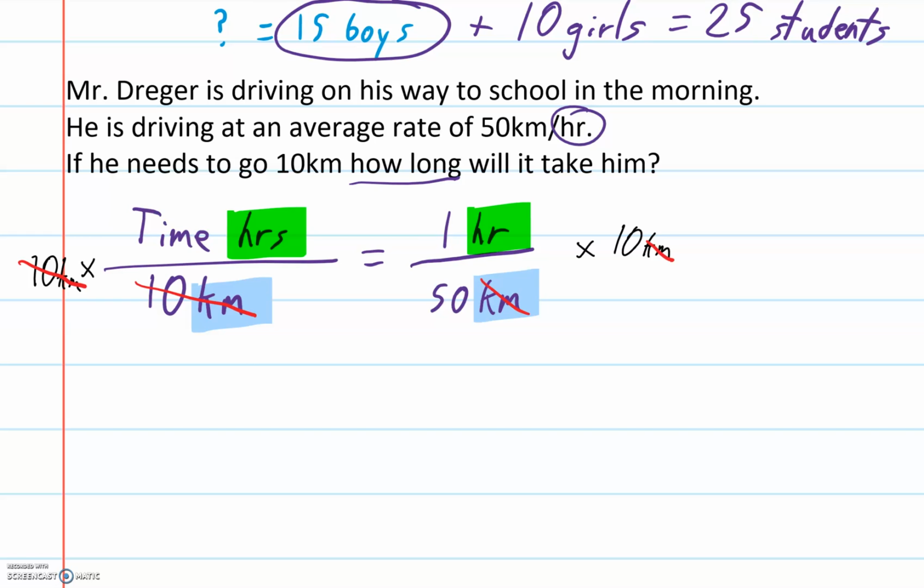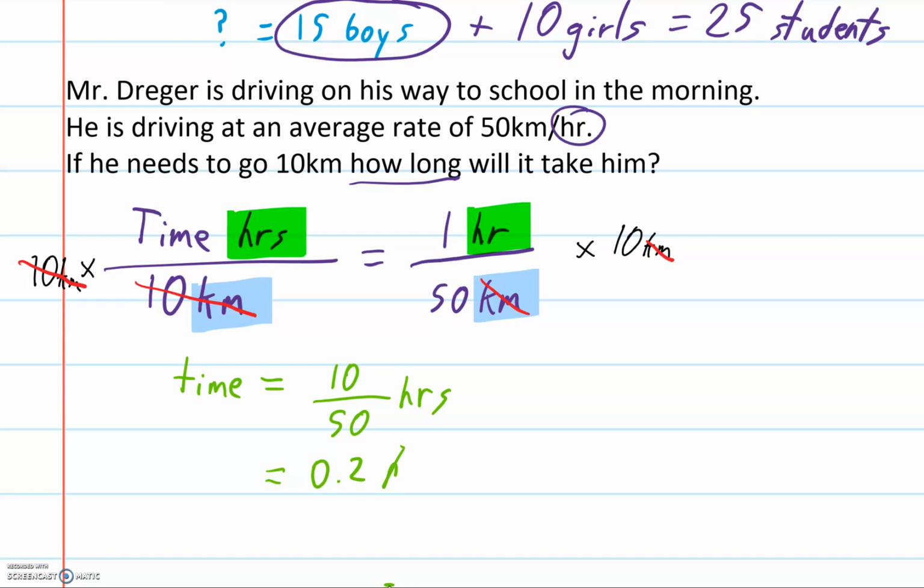Okay, so now we're left with the time on this side, and on the other side we have 1 times 10, or just 10, divided by 50. Okay, so 10 divided by 50 is 1 over 5, or 0.2 hours. So it's the same process again.